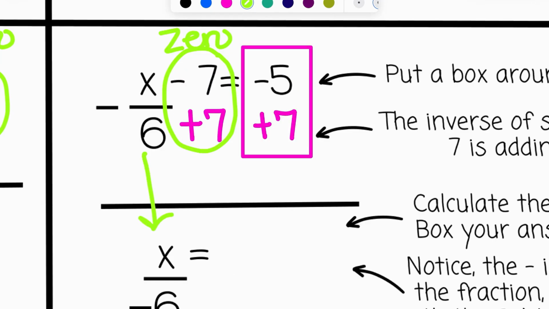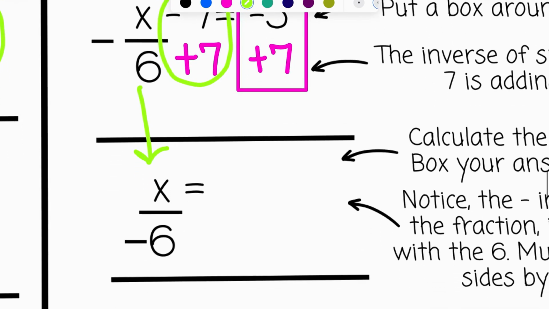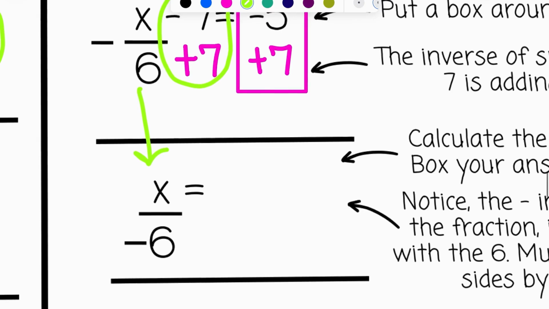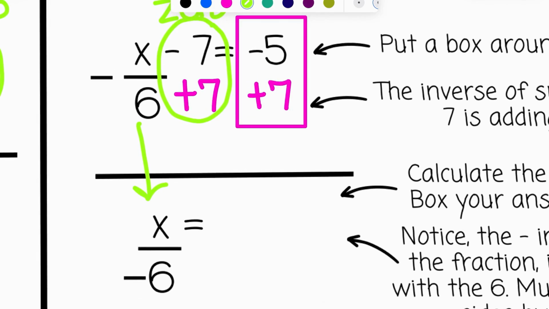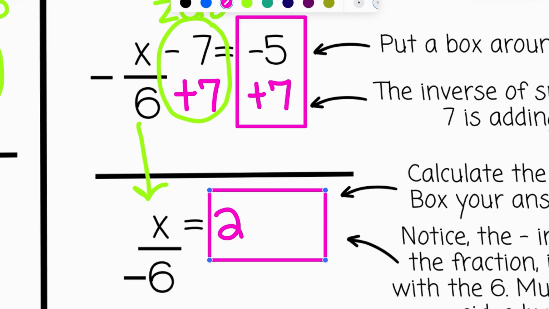Now, if you'll notice, when I brought this down, I went ahead and put the negative sign with the 6. It just kind of makes sense to go with the number versus the x. So now it's x divided by negative 6 equals, and we'll calculate that box, negative 5 plus 7 gives me positive 2. Okay, go ahead and box the 2. All right, now that says x divided by negative 6.